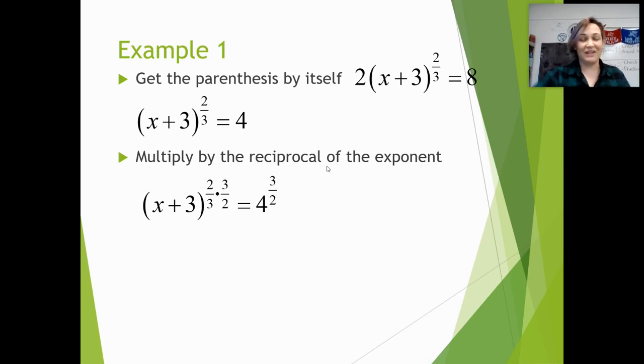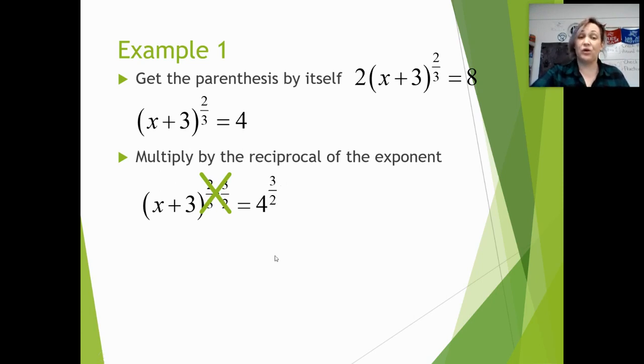Now, the good thing for us is on the left-hand side, those fractions are going to cancel out. So now we're just going to be left with the parentheses, and we actually don't even need the parentheses anymore. We can just write x plus 3. On the right-hand side, we do want to evaluate this. This is what we were learning last week. 4 to the power of 3/2 means take the square root of 4 and raise that to the 3rd power.